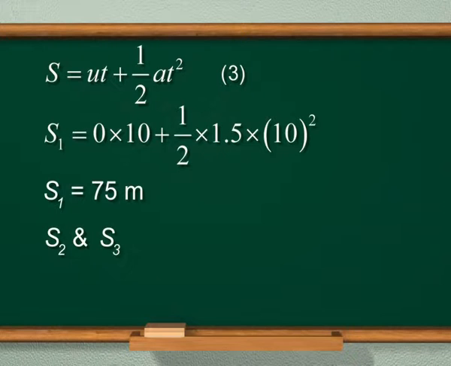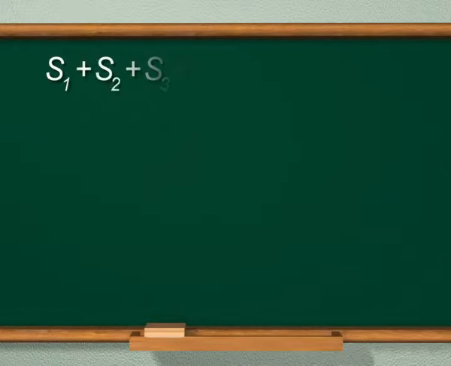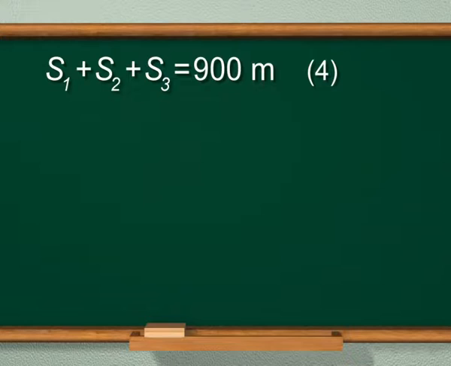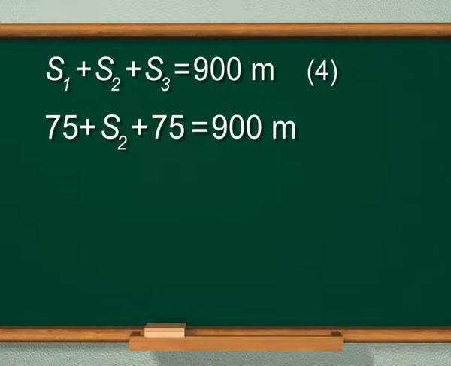Let S2 and S3 be the distances covered in the second and the third part of the motion respectively. In the third part of the motion, the distance covered by the car is S3 as equal to 75 meter. Since the total distance covered by the car is 900 meter, we have S1 plus S2 plus S3 as equal to 900 meter, as equation 4. Substituting the values of S1 and S3 in this equation, we get 75 plus S2 plus 75 equal to 900 meter. On solving, we get S2 is equal to 750 meter.